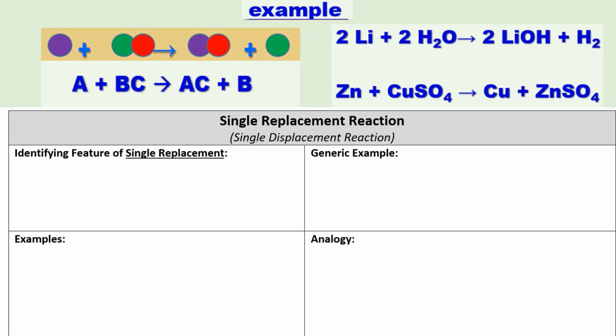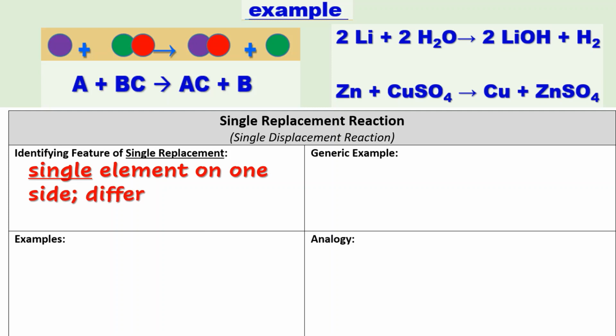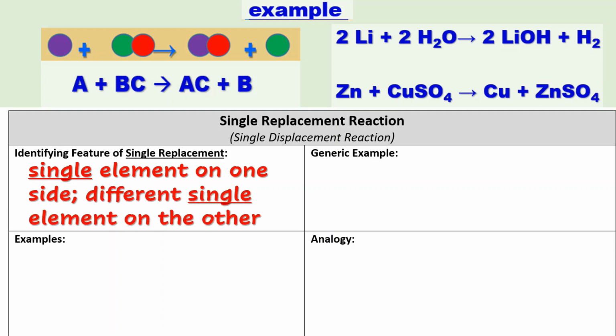Hopefully, you noticed all the examples have a single element on one side of the equation and a different single element on the other as one element or ion replaces another in a compound. Those singles are the clue to single replacement. We can demonstrate this using the generic equation of element A reacts with compound BC to produce compound AC and element B. A has replaced B in the compound.